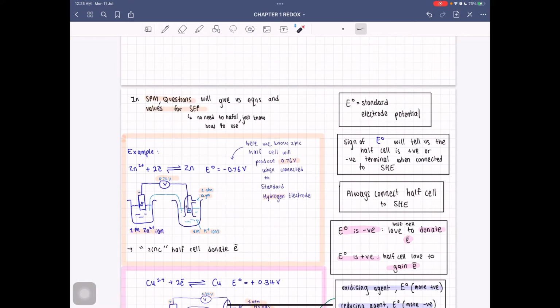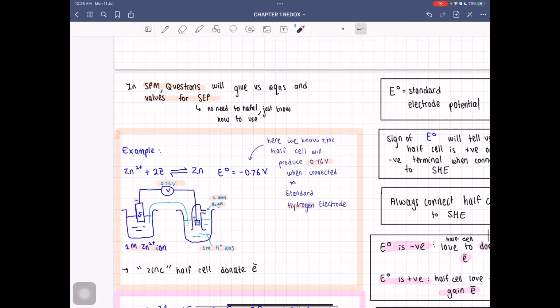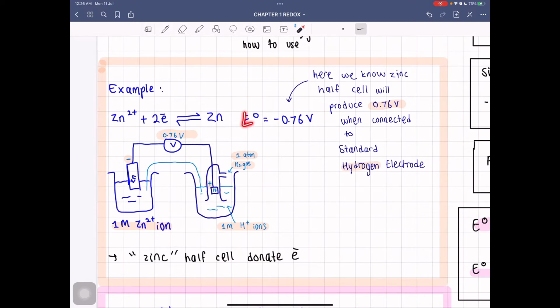So in SPM questions, normally they would give us equations and values for the standard electrode potential. You do not need to memorize this, you just need to know how to utilize it. When we read the E0 value that is given, 0.76 V, we know that the zinc half cell over here will produce 0.76 volts when it is connected to the standard hydrogen electrode. So when it is more negative, it is actually a higher reducing agent.